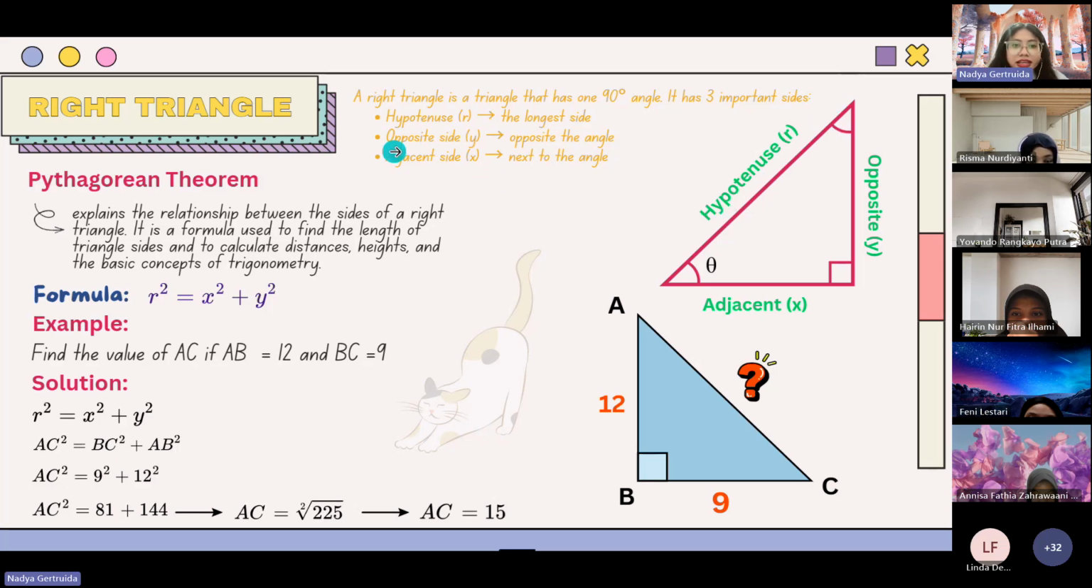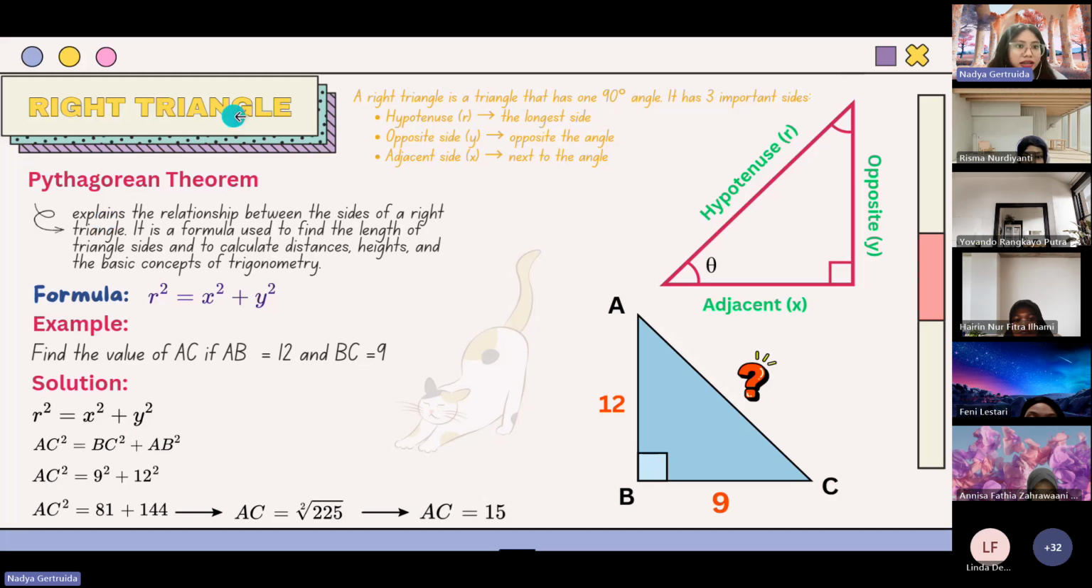And the second one is the opposite side, symbolized by Y. This is opposite from the angle. As you can see, this is the angle symbolized by theta, and this is the opposite. And the third one is the adjacent side, symbolized by X, which is next to the angle. And this is the adjacent, next to the angle.